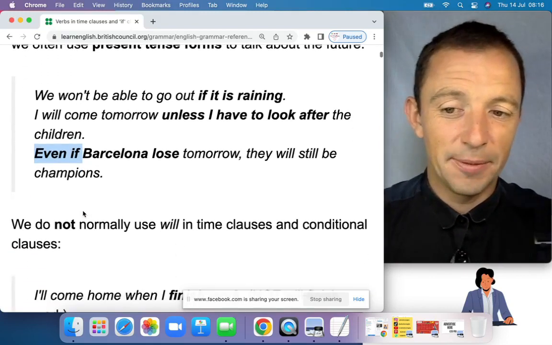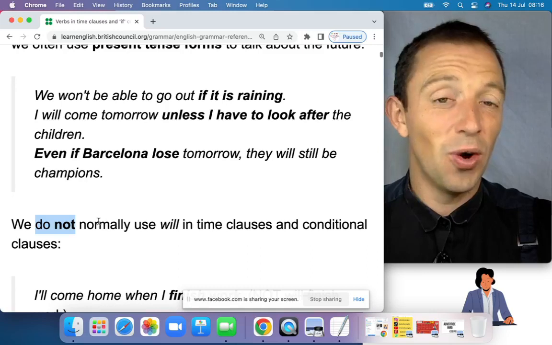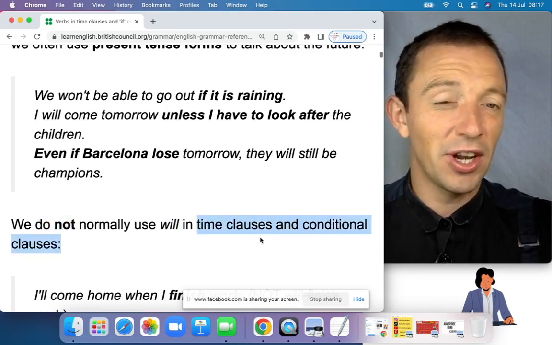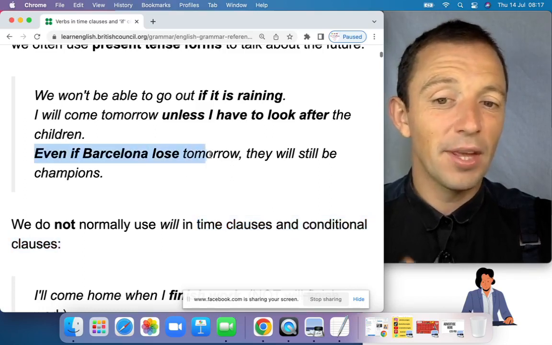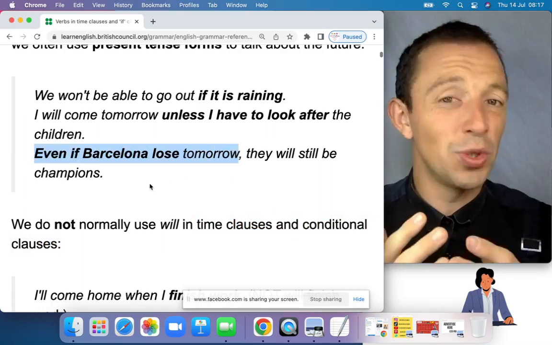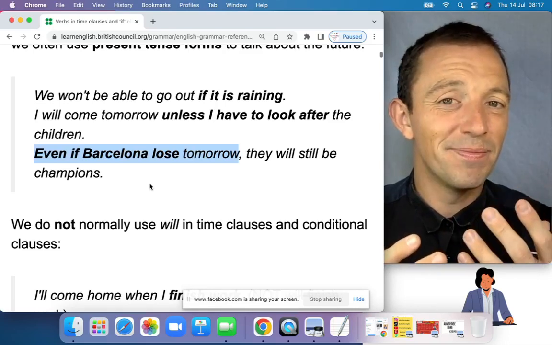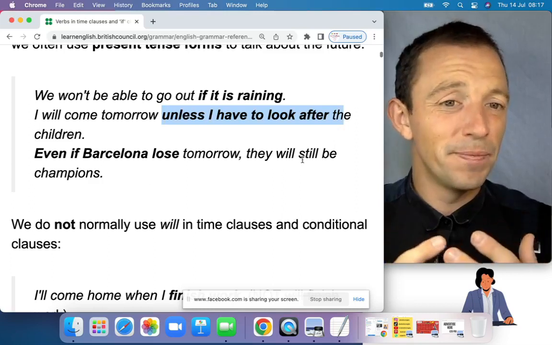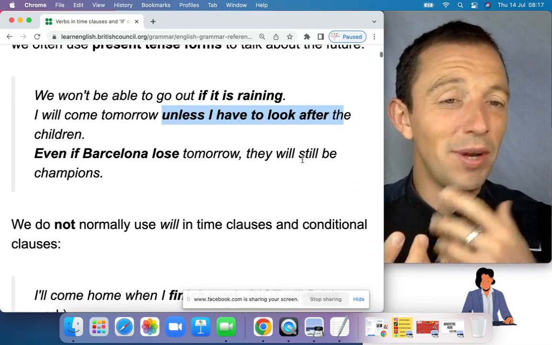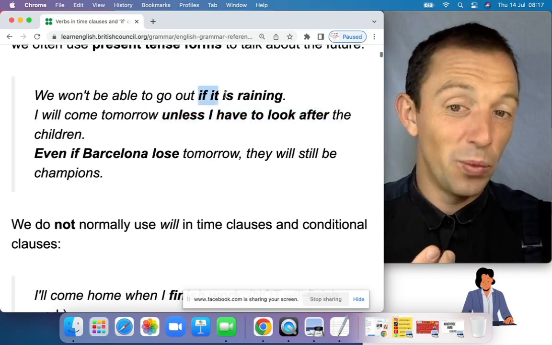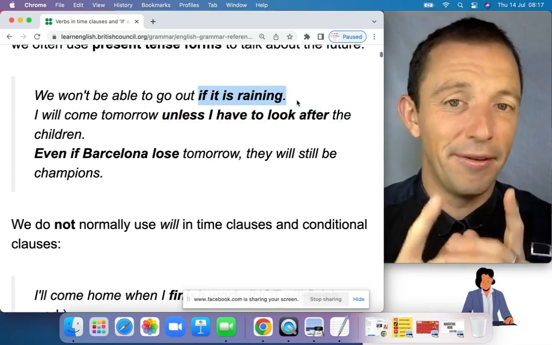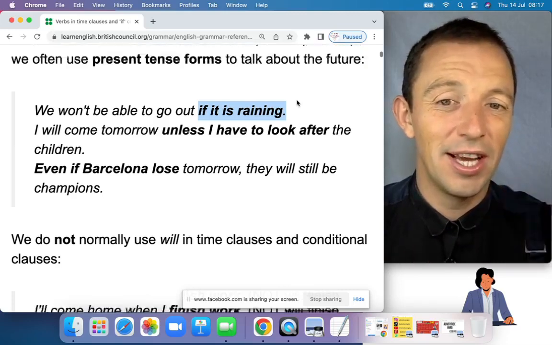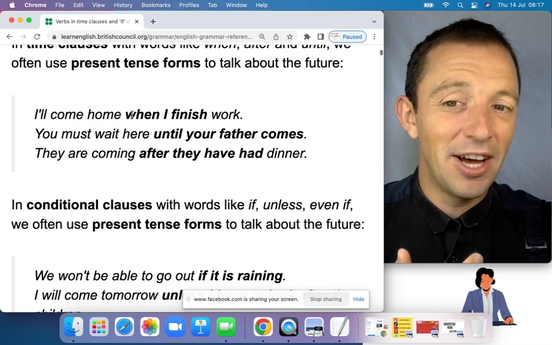Okay, next. We do not normally use will in the time clause and conditional clauses. So remember, here is the conditional clause, and it's very unusual to use will. This one is the conditional clause, and it's very unusual. We do not normally use will in this clause. The same with this one, if it is raining. So we must identify the conditional clause always and the time clause. So in the previous examples, the time clause, when I finish.